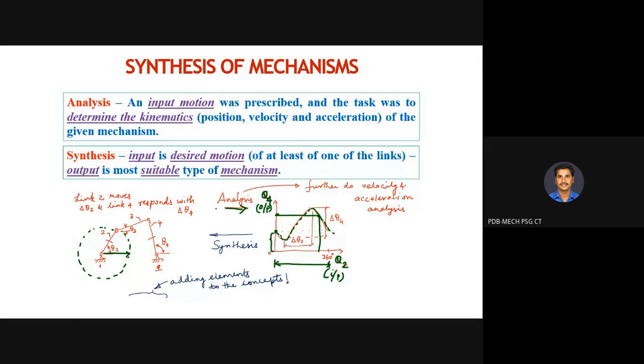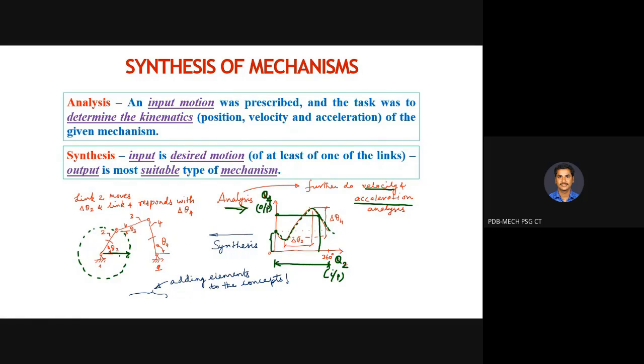So in this analysis, we need to have some input and output. For a given input, what is going to be the output? That is what we are going to analyze. Similarly, for displacement, velocity, acceleration, we can make a graph like this. So we should have a mechanism. You give some input motion to the crank, and you observe what displacement, or what angle, the rocker or output link is going to possess. That is what we analyze.